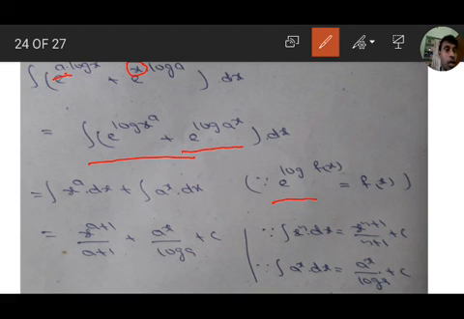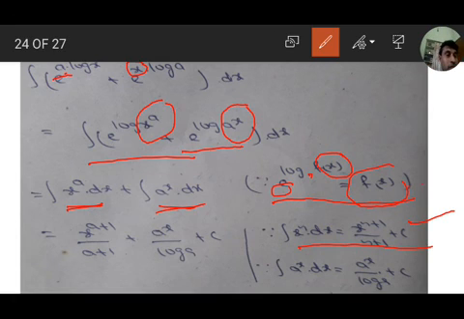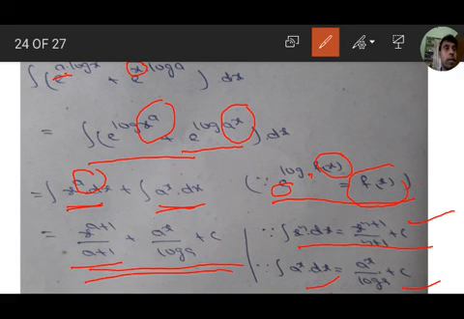We have the formula e to the power of log of f of x equals f of x. This base and this base are the same, so whatever the function f of x is, it will come. Here x to the power of a is there, so integration of x to the power of a dx. Here a to the power of x is there, so a to the power of x dx. The x to the power of n formula is x to the power of n plus 1 by n plus 1 plus c, and the a to the power of x formula is a to the power of x by log a plus c. So here n equal to a, so x to the power of a plus 1 by a plus 1, plus a to the power of x by log a plus c is the answer.